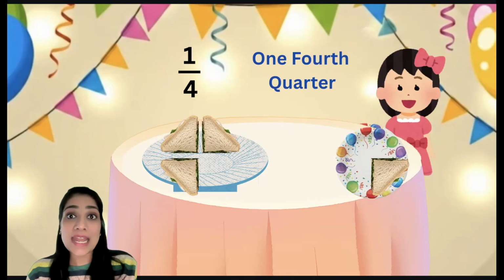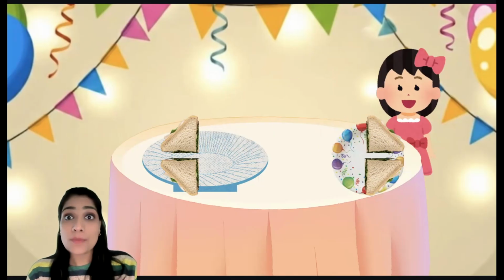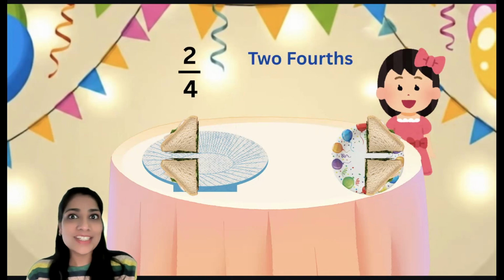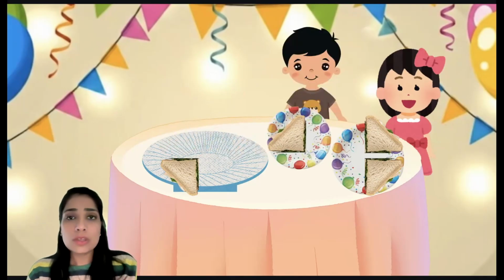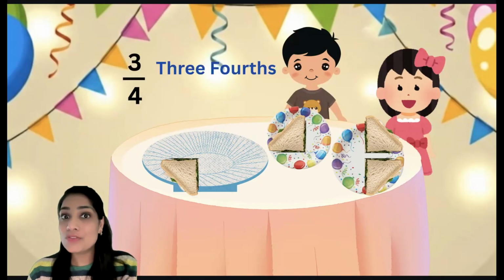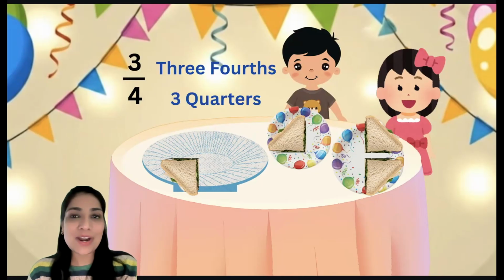So she grabbed another part. Now how much of the total she has? She has 2 out of 4. This is called 2/4 or 2 quarters. Ron took a part too. So overall now, how many parts of the sandwich were grabbed? 3. 3 out of 4. This is called 3/4 or 3 quarters.